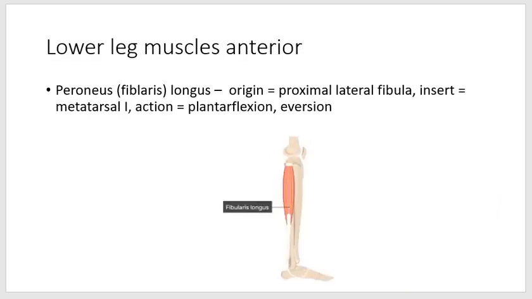Then we get to the peroneus, or the fibularis. Remember, peroneal is not the same as perineal. So we have our peroneus longus, this muscle that comes from the top of the fibula all the way down to metatarsal 1. Metatarsal 1 is going to be the one with your big toe, right? It is important in plantar flexion and eversion, allowing you to roll your foot to the outside.